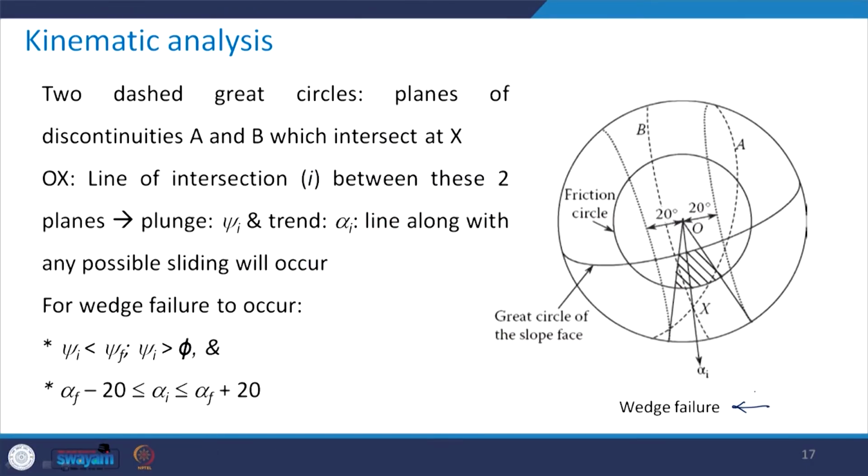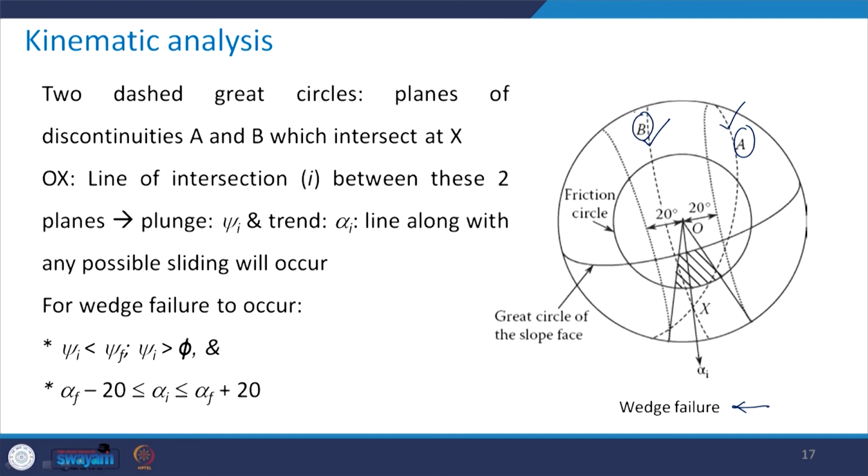Now, similarly, we take a look with reference to the wedge failure in this figure. So, you see that we have two dashed great circles which are representing the planes of discontinuities A and B. So, you see here this is the one and this is the another one which is here.